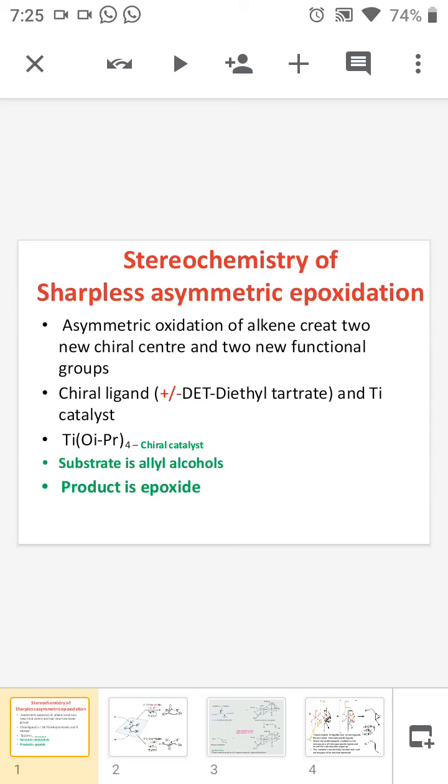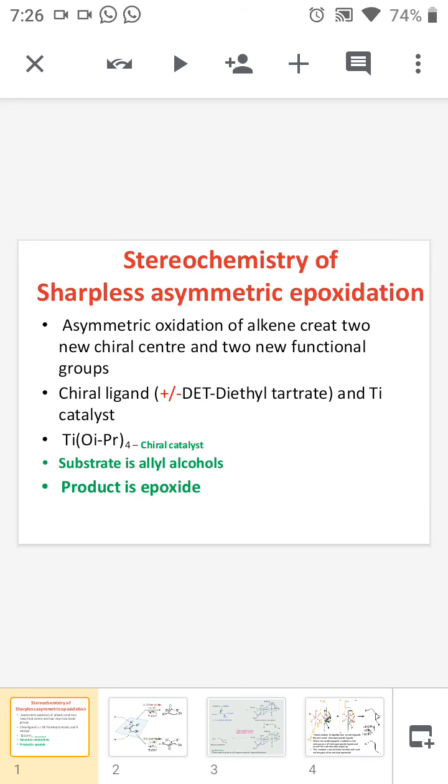Good evening, everybody. Today we will discuss the next topic, that is chiral catalyst for the asymmetric synthesis. The first example is the stereochemistry of the Sharpless asymmetric epoxidation. So, Sharpless asymmetric epoxidation means we are doing an oxidation of an alkene, and now we are creating a new chiral center and two new functional groups.